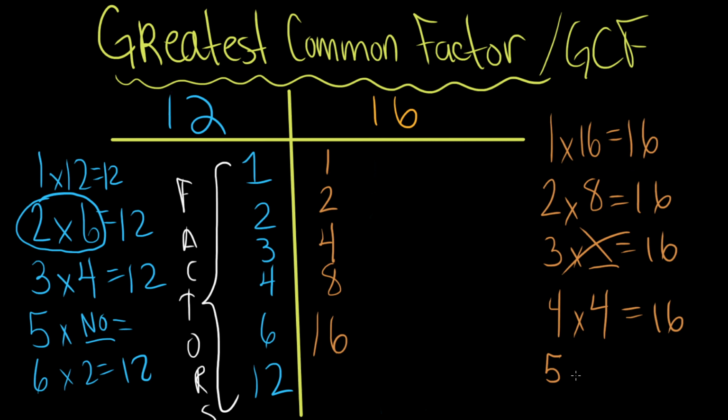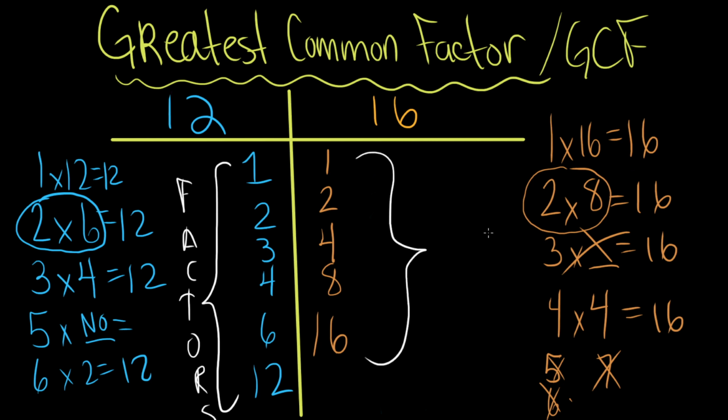Let's see, does 5 go into 16? No, it doesn't. Does 6? 6, 12, 18? No, it doesn't. Does 7? 7, 14, 21? No, it doesn't. Does 8? It does. 8, 16. We already have 8 up here, so we know we now have all of the factors of 16. So you're going to look at these now and you're going to say, okay, look at all the numbers they share, and you're going to find the biggest one.